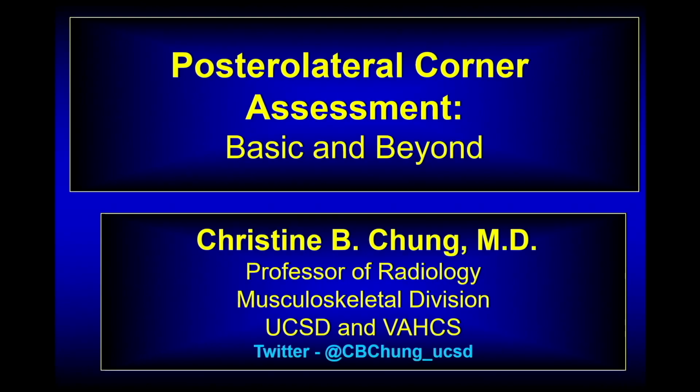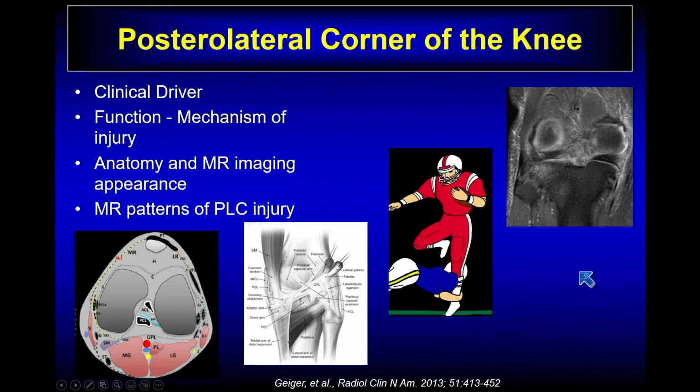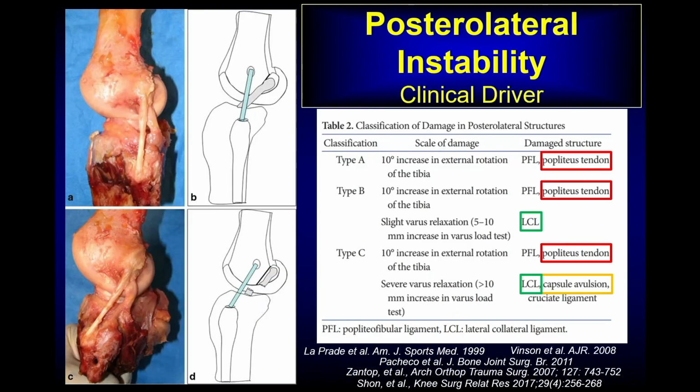All right, we'll go ahead and get started. We're going to discuss the posterolateral corner of the knee. We're going to start off with clinical drivers, look at function and mechanism of injury, as always, really emphasizing the anatomy and MR imaging appearance of pathology in the setting of posterolateral corner injury, and then look at several examples of injury so that we're really clear on what these different patterns look like.